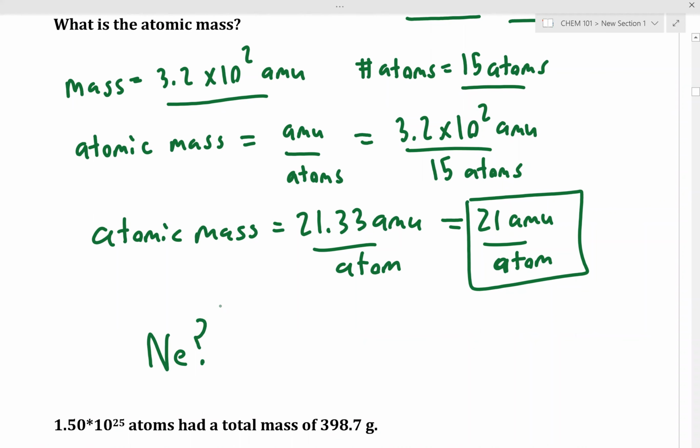If we wanted to get a more exact element assignment, we want to make sure our atomic mass exactly lines up with the mass in the periodic table, because we're looking at such a large number of atoms.